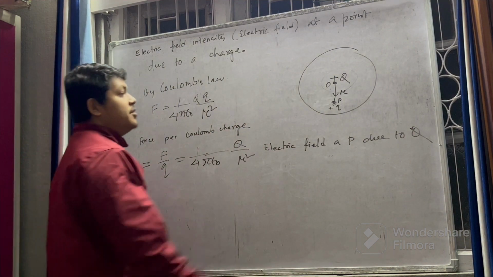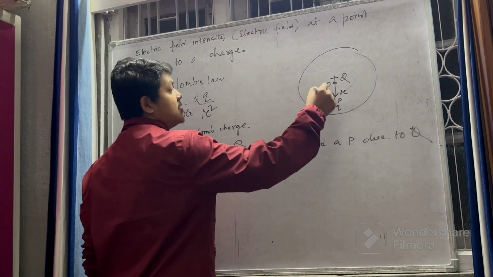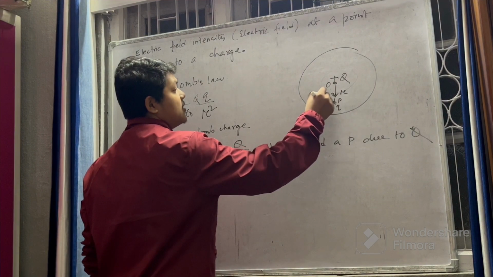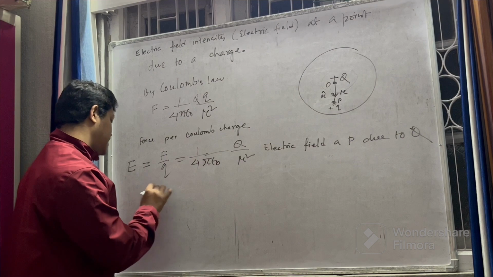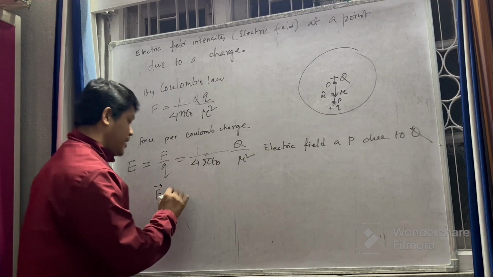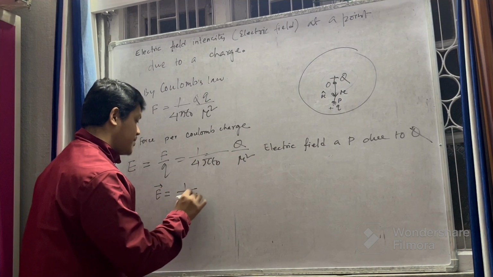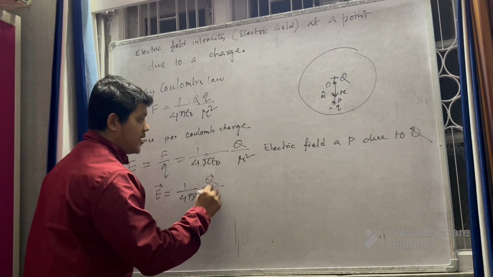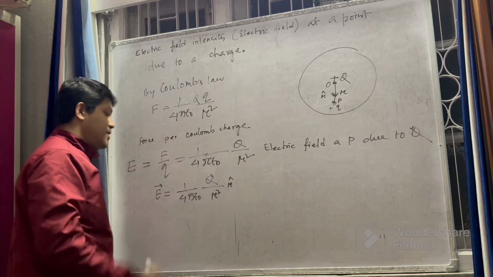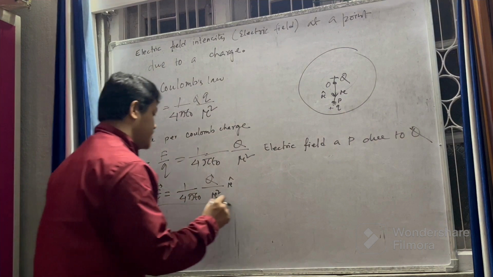If the unit vector along this direction is suppose r cap, then in vector form this electric field E vector can be written as 1 by 4 pi epsilon naught capital Q by r square r cap. This is in vector form, right?